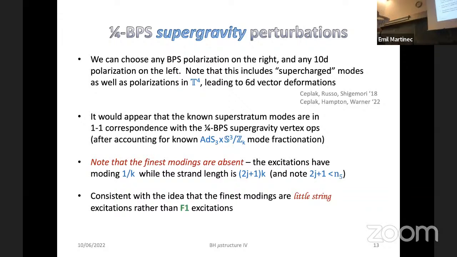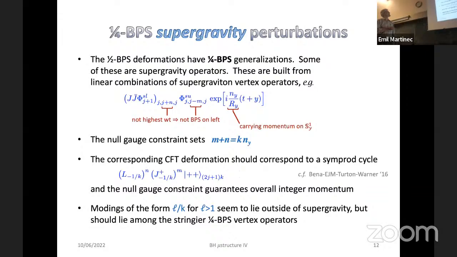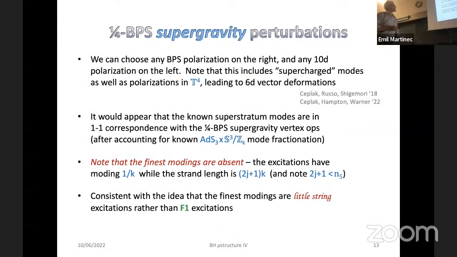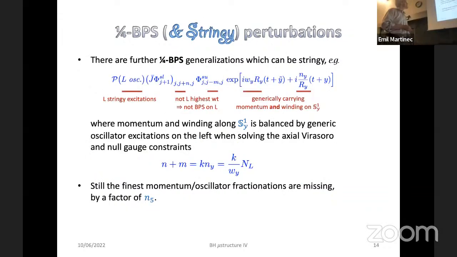Okay. Right. But one thing I want to emphasize is that the finest modings are absent. The excitations have moding 1 over k, whereas if you check what is the strand length that you get by applying this vertex operator, it's 2j plus 1 times k, where j is the spin in SU2. And 2j plus 1 is bounded by n5 because of this unitarity bound in the worldsheet affine current algebra. And so we're missing some finest fractionation that perturbative string theory can't seem to capture. And my guess is that this might be because what we're looking at are perturbative string excitations and not this fractionated string that underlies the black hole sector of the theory.